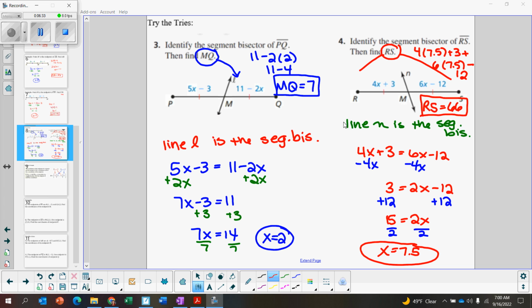For number 4, line N is the segment bisector. When I set my two segments equal, I get x is 7.5. And then we're looking for RS, which is the entire segment. So I put 7.5 in for both x's. Each segment's 33, so we have a total length of 66.